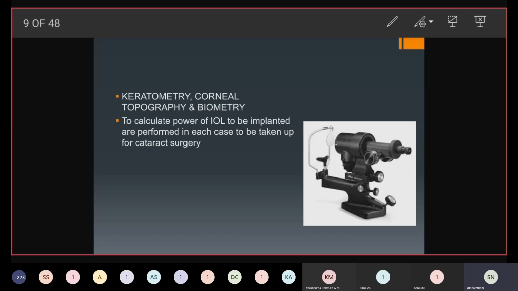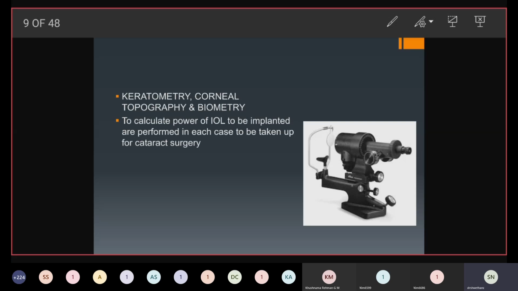So the other tests are keratometry, which is used to measure the corneal curvature. Then we do corneal topography to know the surface of the cornea, again corneal curvature. And we do something called biometry to use all these values, corneal curvature and actual length of the eye, and we come up with an IOL power. So to calculate the power of the IOL, we do all these tests for each case before cataract surgery.